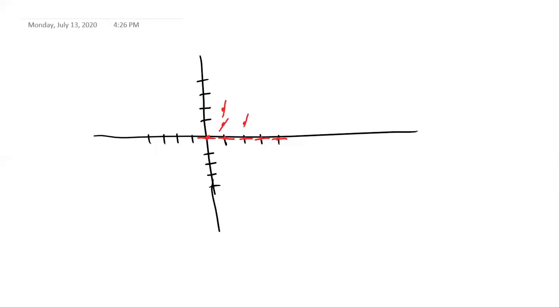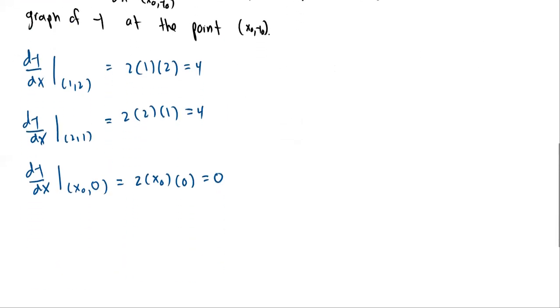Now, the same happens on the y-axis. Why? Because if we plug in a point on the y-axis, the x-coordinate is 0, and then y can be anything. Plug this into the differential equation, we get 2 times 0 times y naught, and this is again 0, independent of what the y-coordinate is.